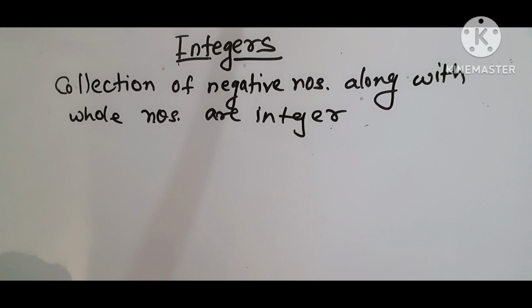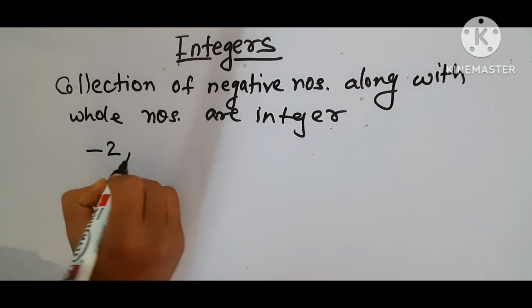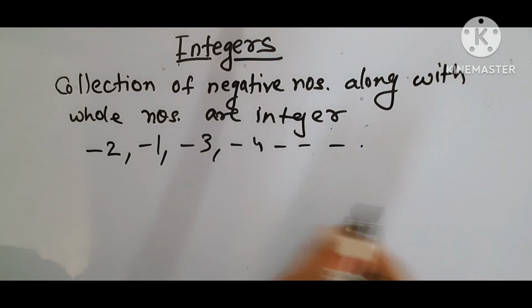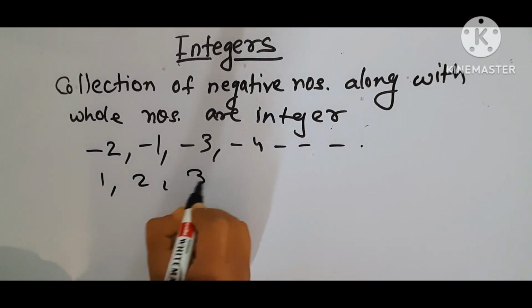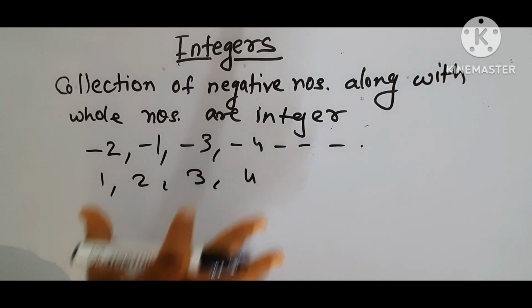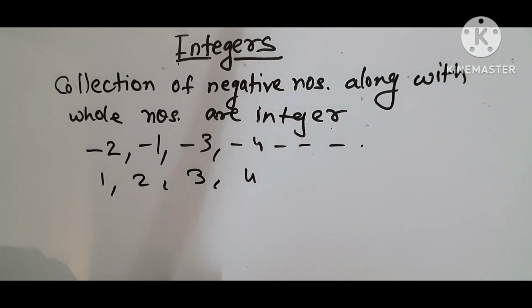In today's video, we'll learn about integers. Okay, what are integers? Integers is a collection of negative numbers along with whole numbers. So, numbers like -2, -1, -3, -4, all these numbers, then 1, 2, 3, 4. Collection of all these numbers, positive numbers along with negative numbers, is known as integers.